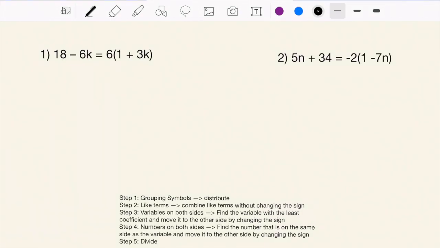Have some more complex problems, but the same 5 steps that we were doing in the last lesson. So let's go ahead and look at some of these. We're going to continue with our 5 steps here at the bottom.